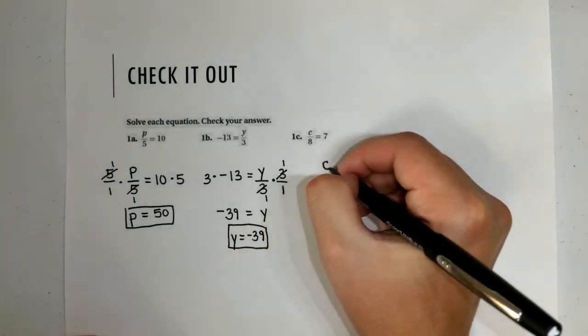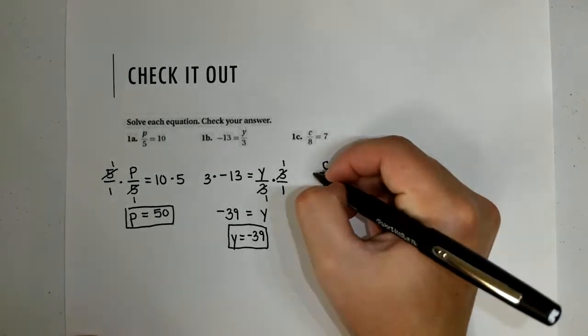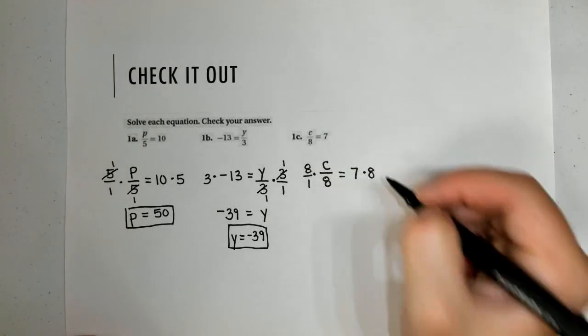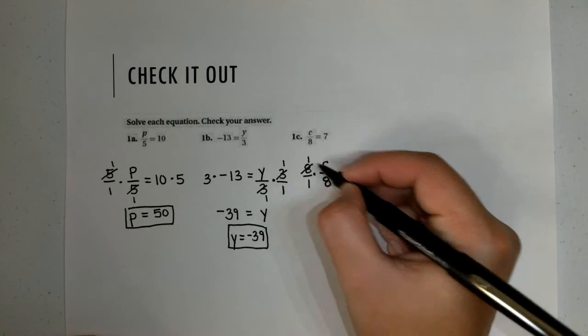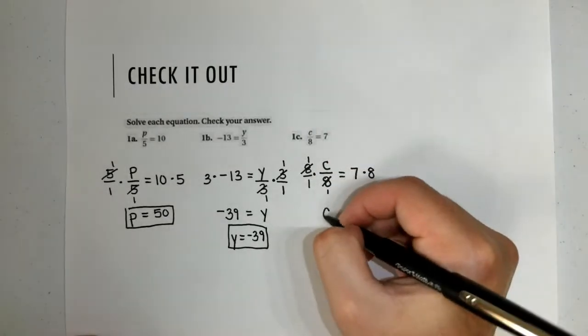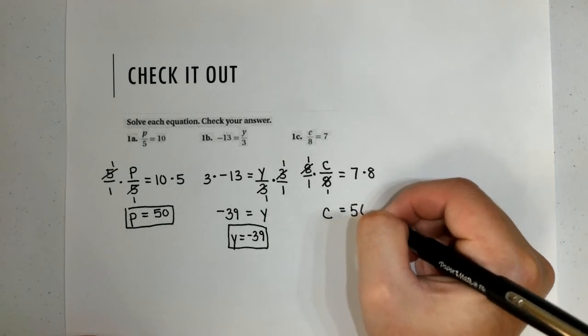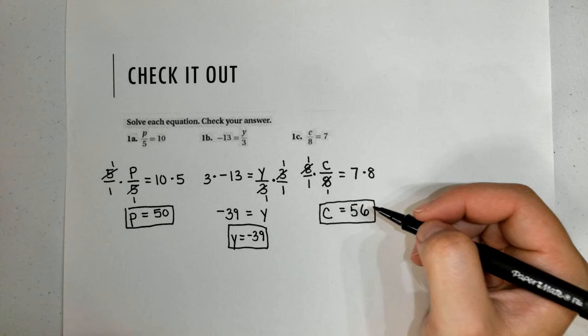C, we have c divided by 8 equals 7. So I need to multiply both sides by 8. 8 and 8 are both divisible by 8, so I'm going to divide that and I get 1. So I'm left with c on the left-hand side, and then 7 times 8 gives me 56. So c equals 56 is my answer.